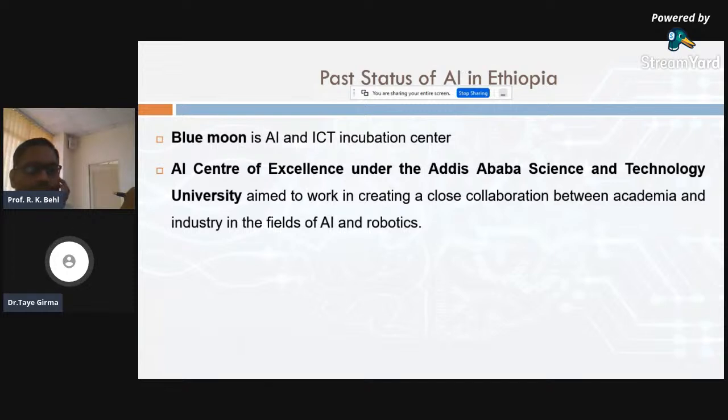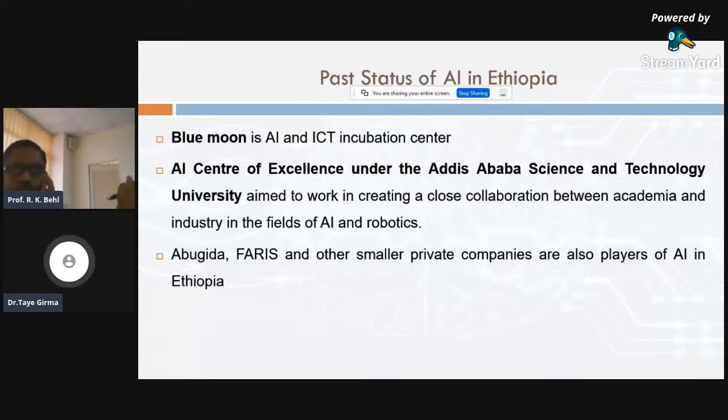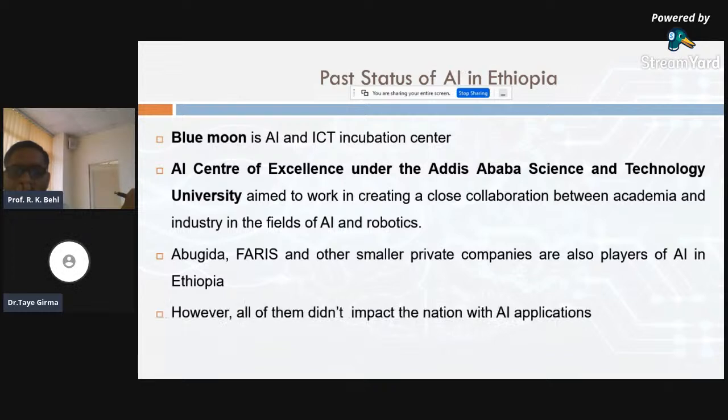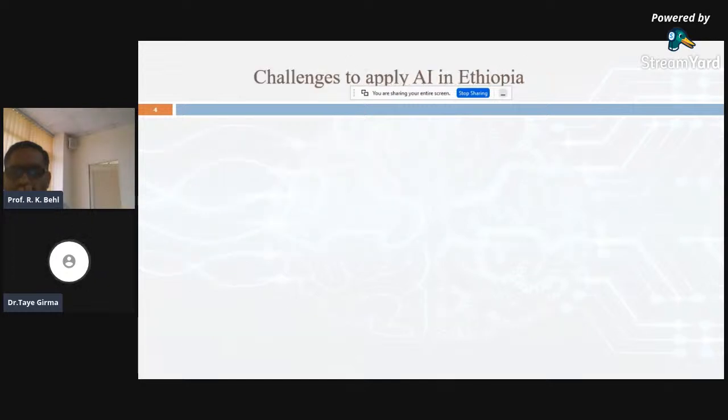From the government institutes, we found a center of excellence for AI under Addis Ababa Science and Technology University, which aims to create close collaboration between academia and industry in the field of AI and robotics. There are also other smaller private companies like Abogida and Faris who have been players in the AI industry in Ethiopia. However, none of them have impacted the nation with AI applications.